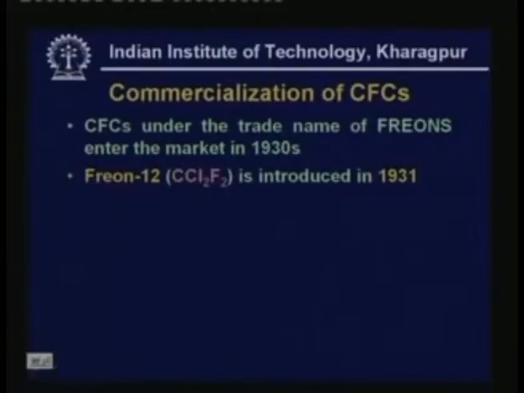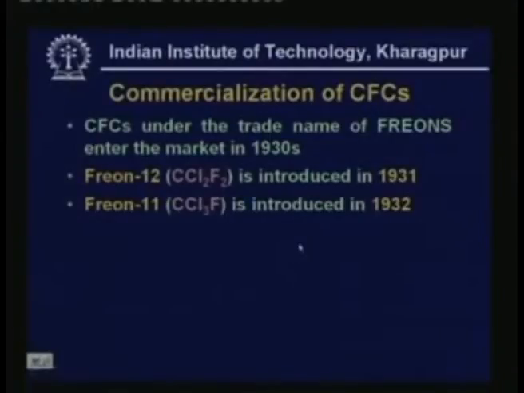So this is the basis behind the development of several CFCs, and out of this development came the first refrigerant known as Freon 12 or CCl2F2. This was introduced in 1931, and Freon is the trade name of all the refrigerants manufactured by DuPont Company of USA. And as I said, Freon 12 is the first CFC refrigerant to be introduced into the market, and it is one of the most important refrigerants, and it was widely used in domestic refrigerators and in small air conditioning systems, etc.